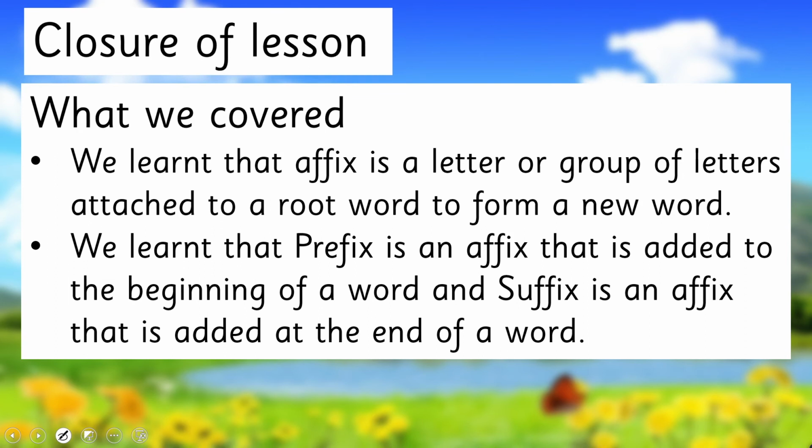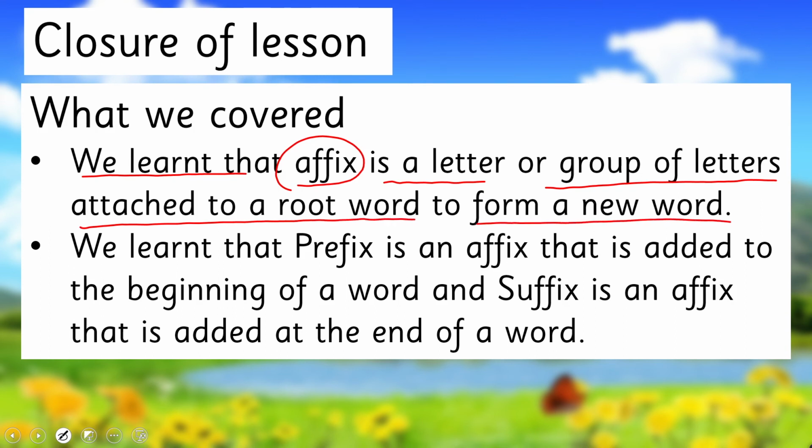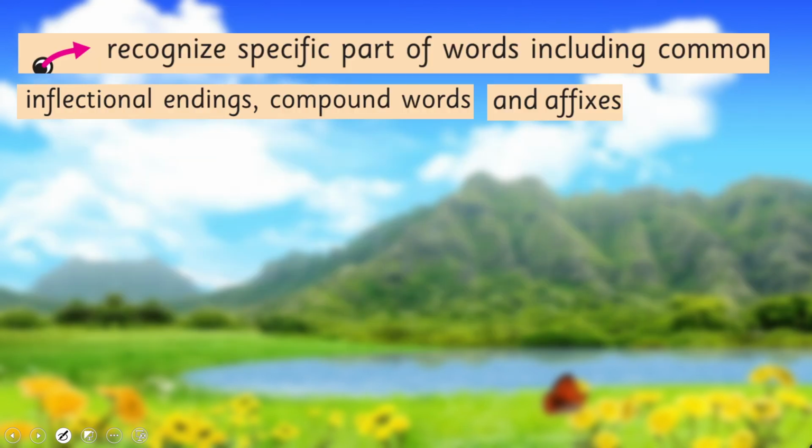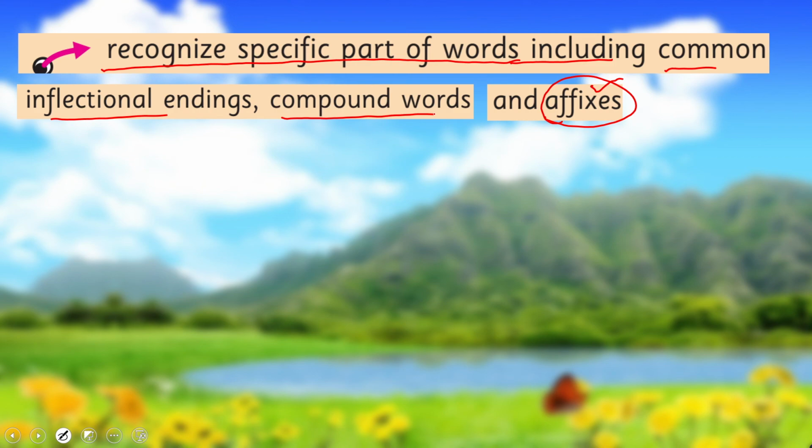So what have we learned? We learned that an affix is a letter or a group of letters attached to a root word to form a new word. We learned that a prefix is an affix that is added to the beginning of a word, and a suffix is an affix which is added at the end of a word. So in this way, we achieved our SLO to recognize specific parts of words, including affixes. Our focus was affixes; common and fractional endings, and compound words we will do later.